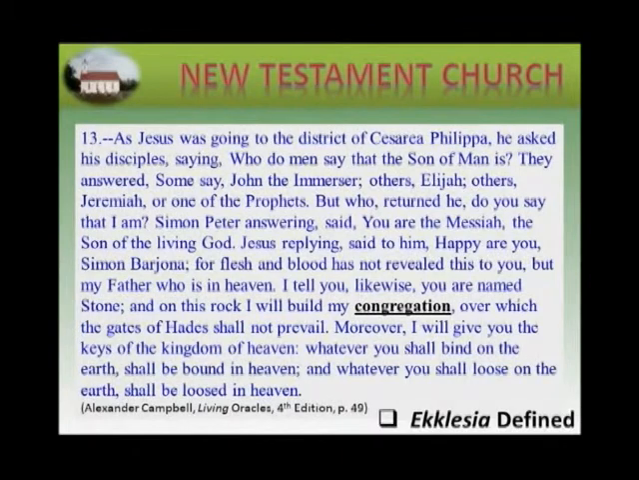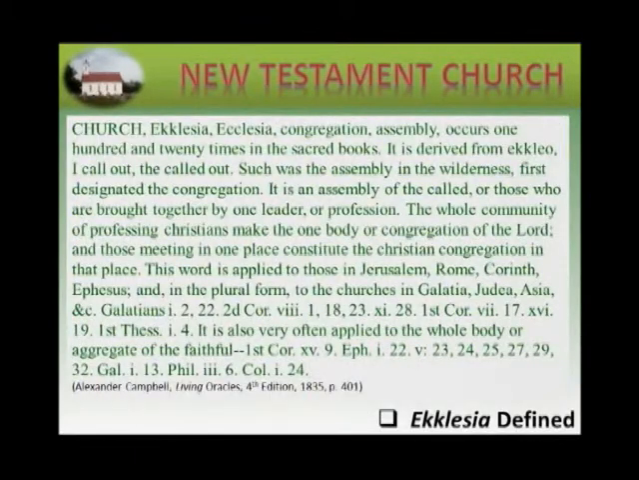And we'll read the rest of it there later. Now, Campbell would go on and make this statement in the explanation about this term. Church, ecclesia, congregation, assembly, occurs 120 times in the sacred books. It's derived from ekkaleo, I call out, the called out. Such was the assembly in the wilderness, first designated the congregation.